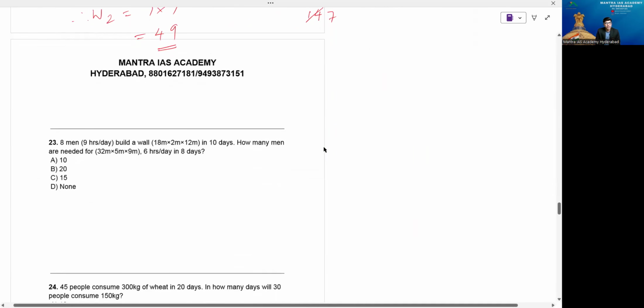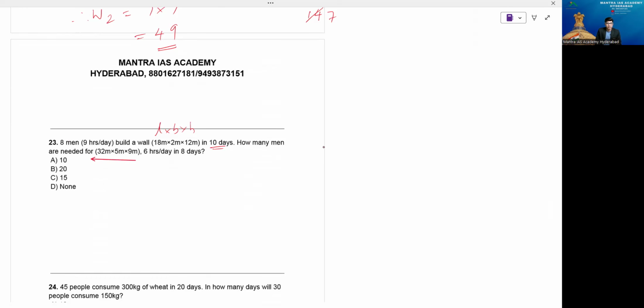8 men working 9 hours a day can build a wall in 10 days. The measurement of the wall is 18 meters length, 2 meters width, and 12 meters high. L into B into H in this case. You say 18 meters of length, in how many days? 10 days. How many men are needed to construct a wall of 32 meters, 5 meters and 9 meters, working 6 hours per day in 8 days?